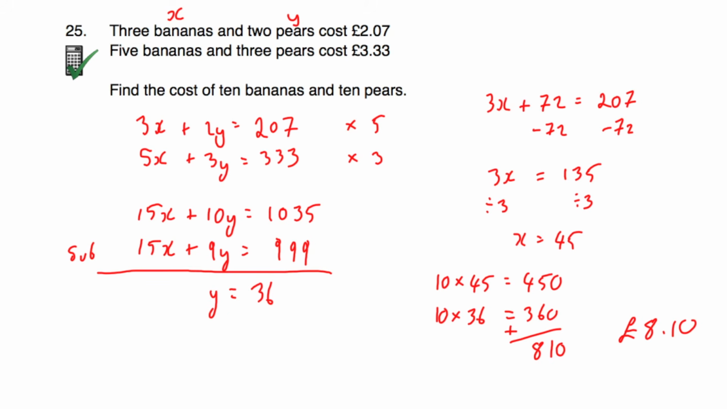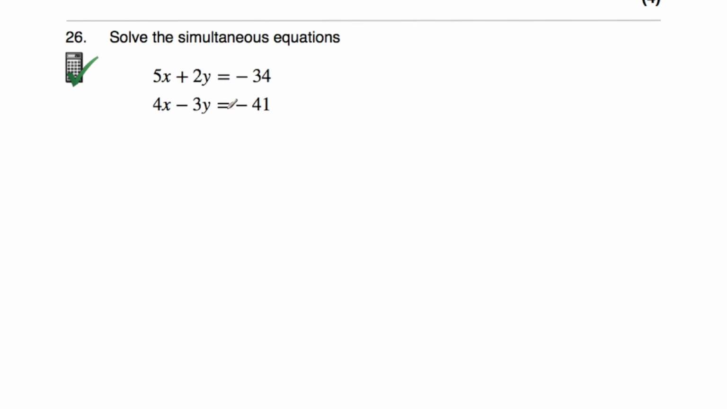Okay, let's have a look at question number 26. So question number 26 says, solve the simultaneous equations of 5x plus 2y equals negative 34 and 4x minus 3y is equal to negative 41. So we could cancel out the x's or y's here.